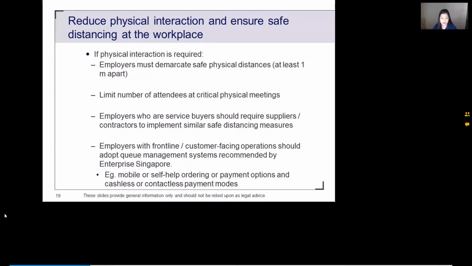Okay, if physical interaction is required, employers should ensure that employees maintain a 1 meter distance at all times. If it is critical for a physical meeting to be held, ensure that the number of employees is limited to the barest minimum. Employers with customer-facing operations should also try to minimize contact with the public and customers, and they should try to utilize queue management systems that have been recommended by Enterprise Singapore, such as mobile or self-ordering or payment options.